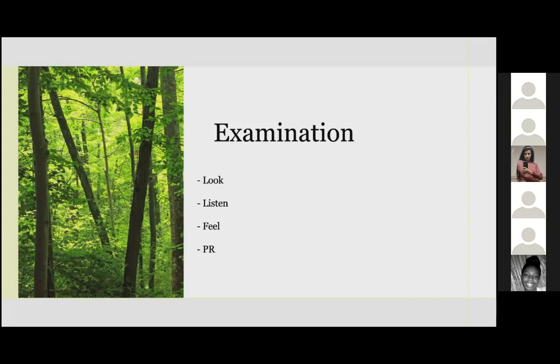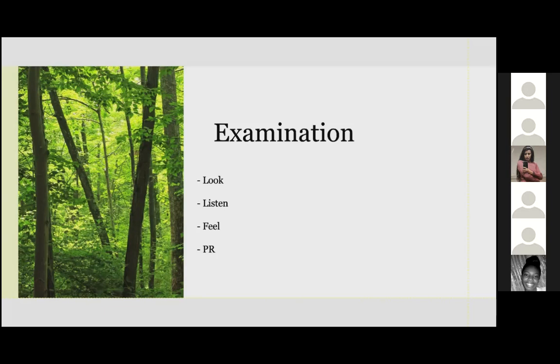Percussion is quite useful. So this helps you assess for a distended bladder, for example. And a PR exam is often warranted with acute abdominal pain. So you need to verbally consent the patient. There should be a chaperone present, and you need to document that you've had a chaperone there and document your findings clearly.